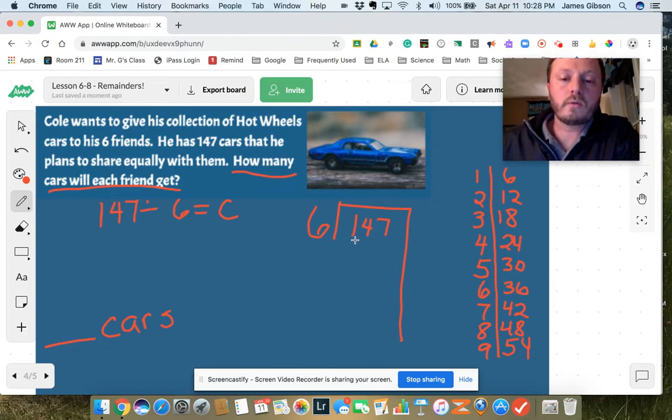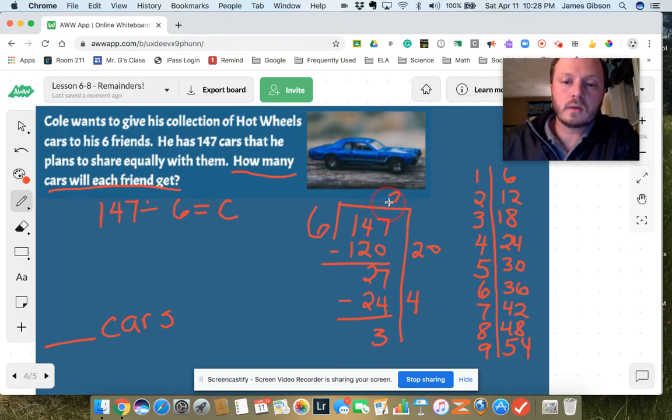So 147 divided by 6, well, can we extend 18? No, a little bit too big, but we can extend 12 to make 120. And that is what we're going to start with. 6 times 20 equals 120. We have 27 left. And then we look again, we can see that 4 times 6 equals 24. And then we have 3 left. So our answer is 24, remainder 3.